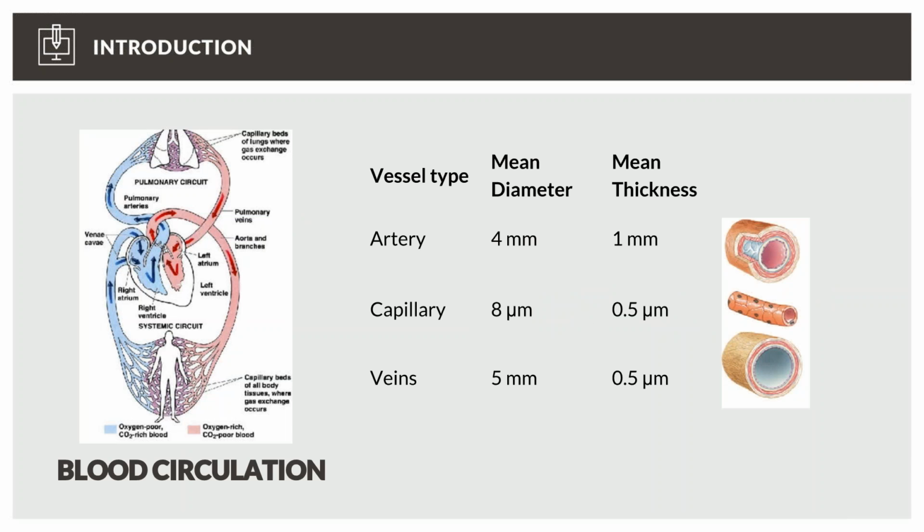So to introduce things, let's talk about blood circulation. Basically the heart is divided into two sections. We have the left atrium and the right atrium. And in this diagram on the left, you can see the oxygen-rich blood is depicted in red. Oxygen-poor blood is depicted in blue.